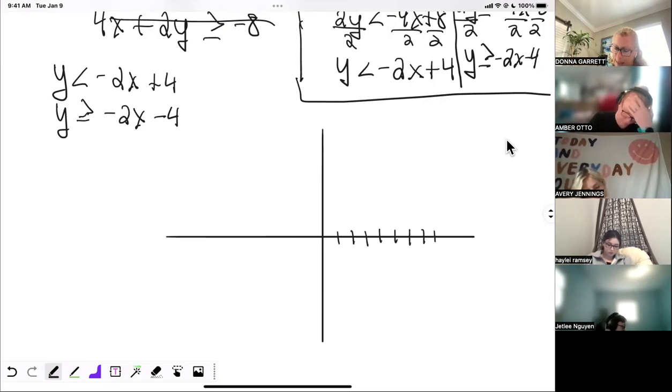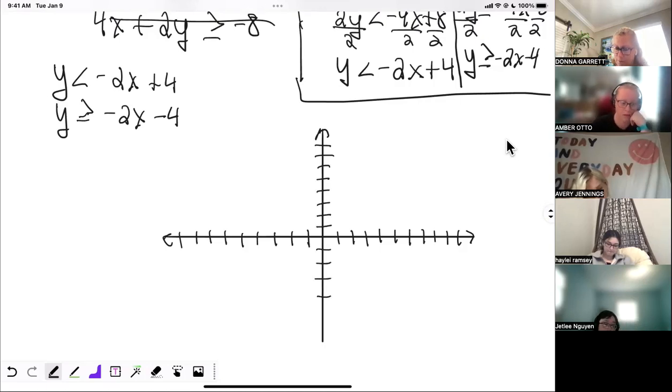Anybody notice anything about these lines? They're special lines. Feel free to push your space button and tell me, what kind of lines are they? Parallel. Yes, they are. Why are they parallel? How do you know? They have the same slope. Same slope. Very good. So when I graph this, there better be two parallel lines.